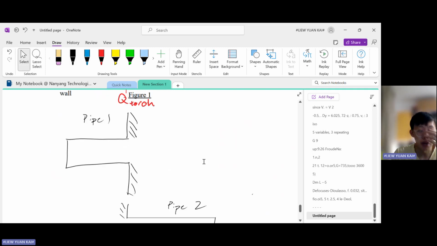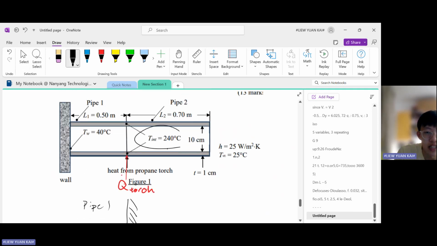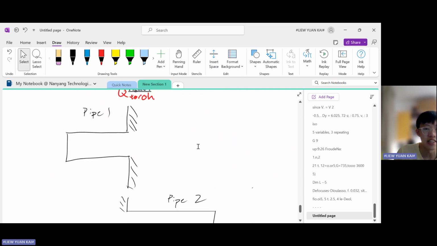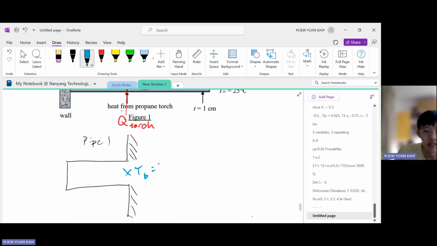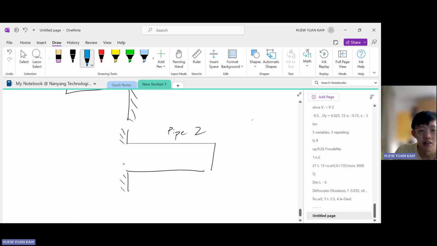But they didn't give us a base temperature. What did they give us? They give us the interface temperature. So actually, this interface temperature is cunningly disguised to be the base temperature. So you imagine that pipe 1 is a fin like this with a base temperature of the interface temperature, which is 240 degrees. And the same thing over here, so pipe 2 also has a base temperature of 240 degrees Celsius.